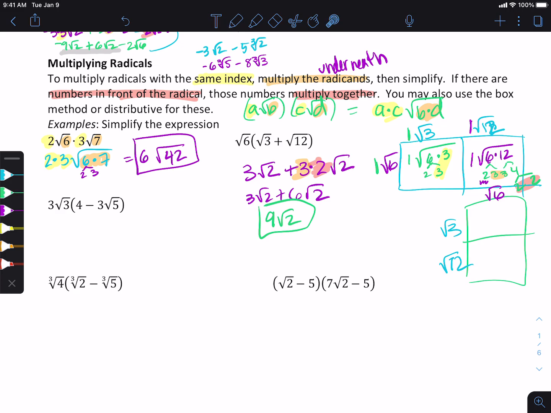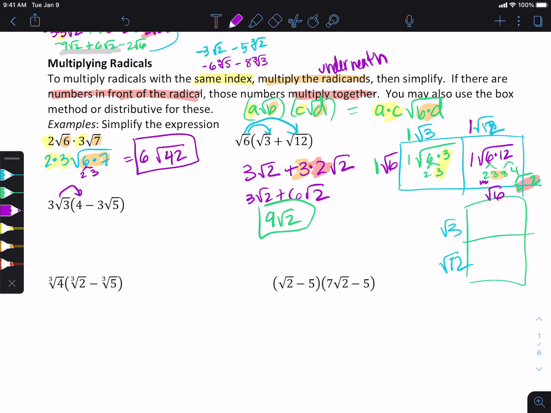Okay. Now we would have got the same thing if we had done this part over here. We also could have just done it by distributing the root 6 times the root 3 and the root 6 times the root 12. So there's plenty of ways that you can go about doing that. So we'll look at the distributing on the next one.